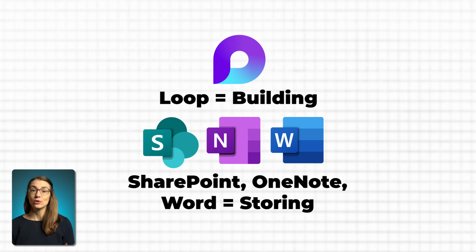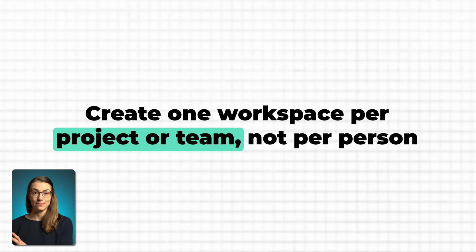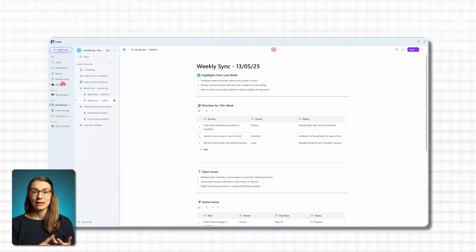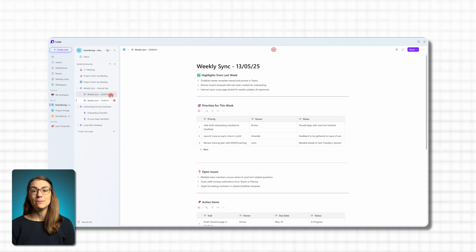And if you want to keep your Loop clean and usable, here's one tip. Create one workspace per project or team, not per person. Use consistent naming for pages like kickoff plan, decision log, or weekly stand-up with the respective date. And avoid dumping unrelated content into the same workspace just because it's convenient. Because when Loop stays focused, people actually use it. But when it turns into a mess of everything, you'll be back to email threads and long lost Word documents in no time.